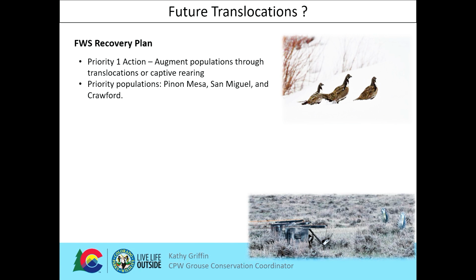So augmenting populations through translocations or captive rearing is a priority 1 action in the range-wide conservation, or in the Fish and Wildlife Service recovery plan. In the plan, they actually prioritize 3 populations, Pinyon Mesa, San Miguel, and Crawford, as being the populations that should first receive birds. It also talks about the need to have sufficient suitable habitat and the threats addressed in that population. I'm not going to talk about that aspect. I'm going to keep to the numbers.